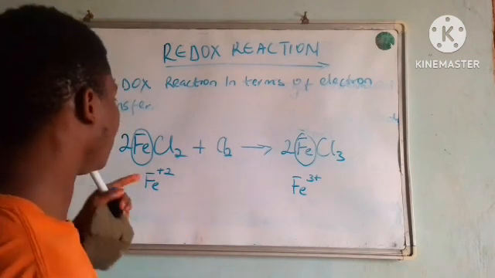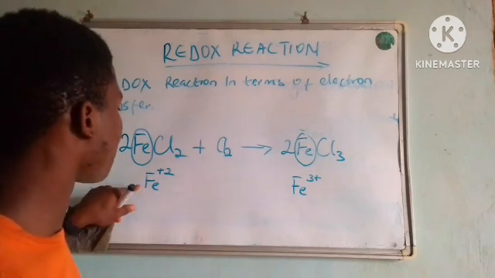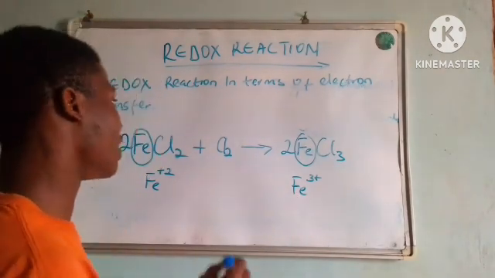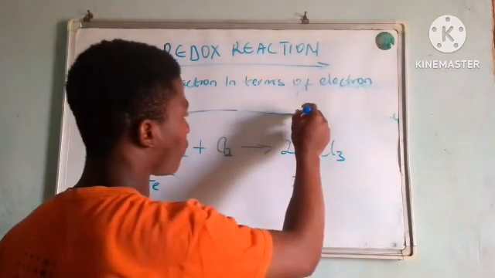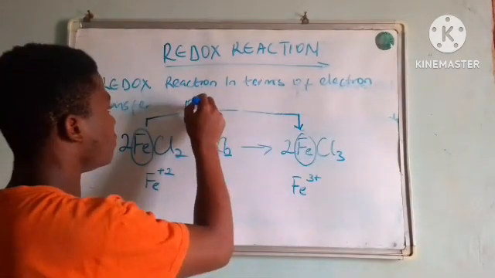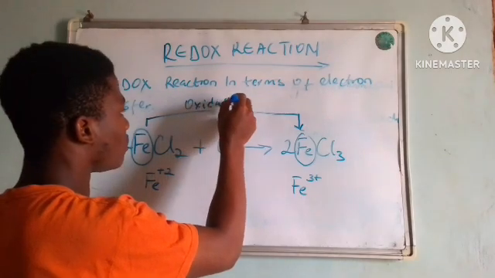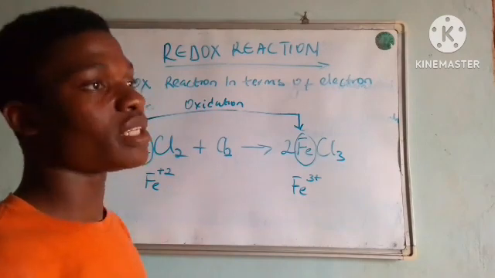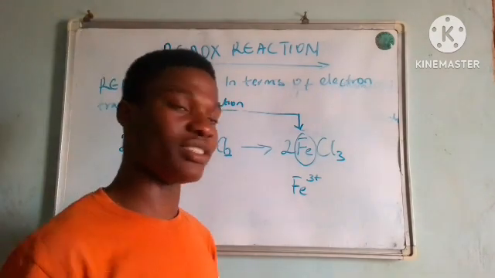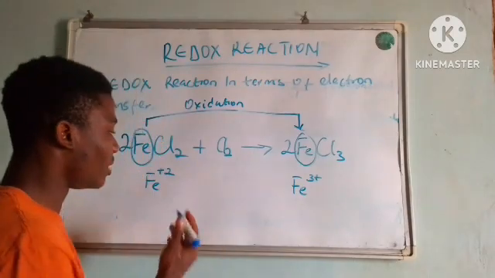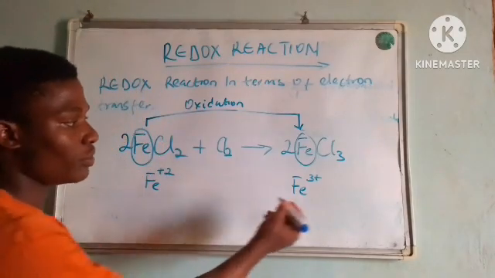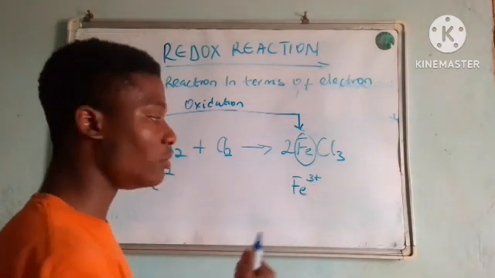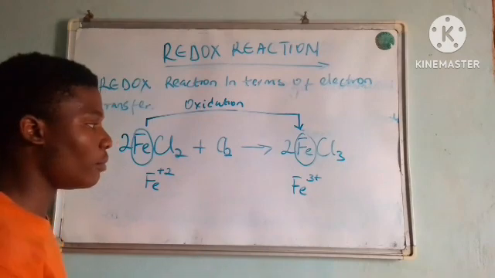What happens in this reaction for this to change from iron 2 to iron 3 is an oxidation reaction. This is an oxidation reaction. Don't get confused. I said oxidation is when electron is being removed, and you'll be asking yourself why it is that electron was removed but we still have 3. Normally, when something is removed, the number is supposed to be lower.